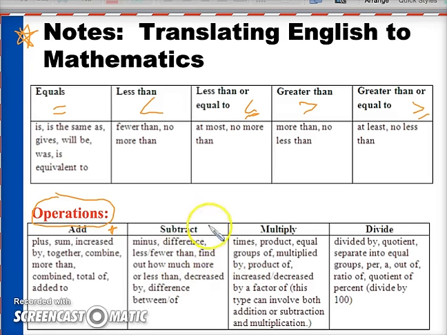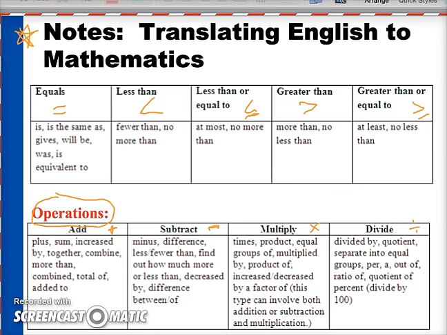All of these mean subtraction symbols. So that means the operation will be subtraction, okay? And then vice versa for multiplication and for division. So make sure you study those words aligned to what they mean in math. So when you see it or when you hear it, you can go, oh, that means addition. That means subtraction. Oh, that means equal. That means less than, and so on. Okay?